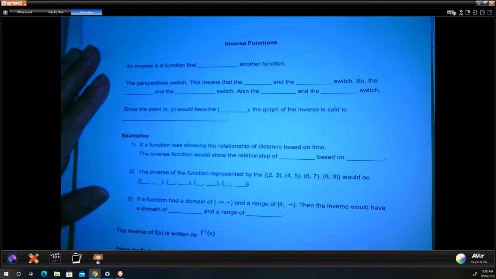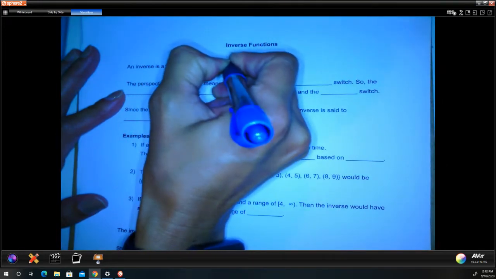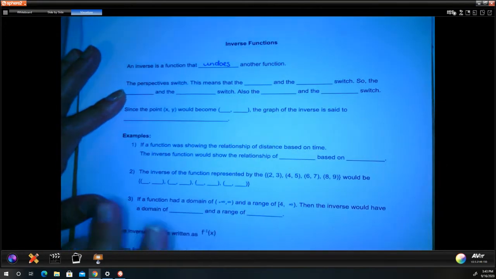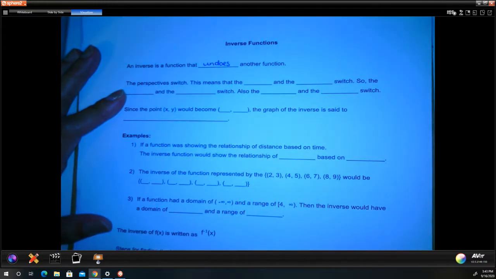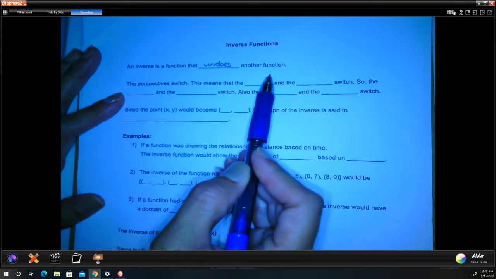So an inverse function is a function that undoes another function. I printed this just because it was a little hard for me to do the fill in online. Remember, you are welcome to take your notes by hand. If at any point you need to pause and come back, you can pause and rewind. So an inverse function undoes another function.